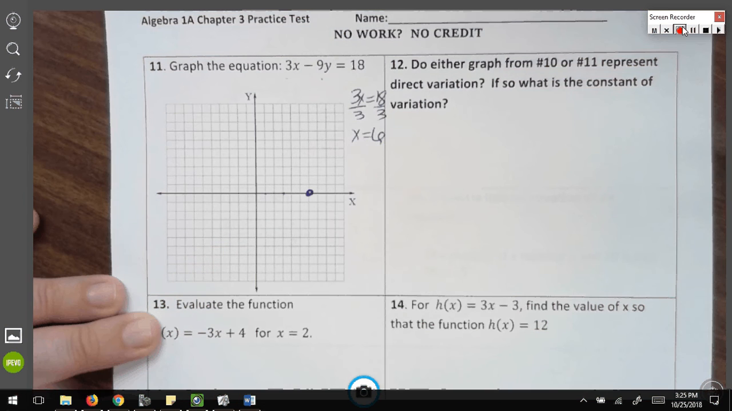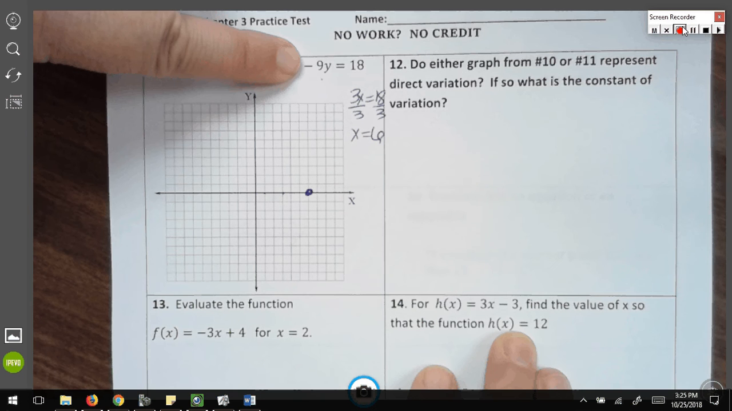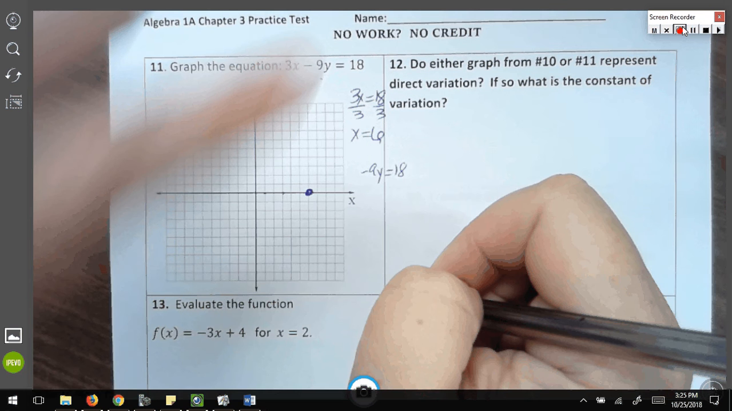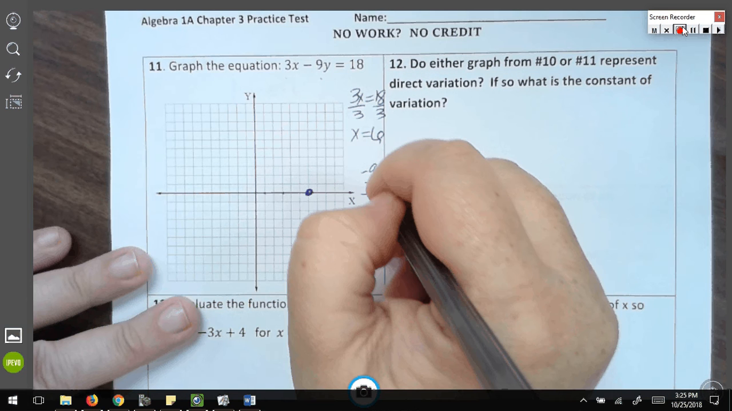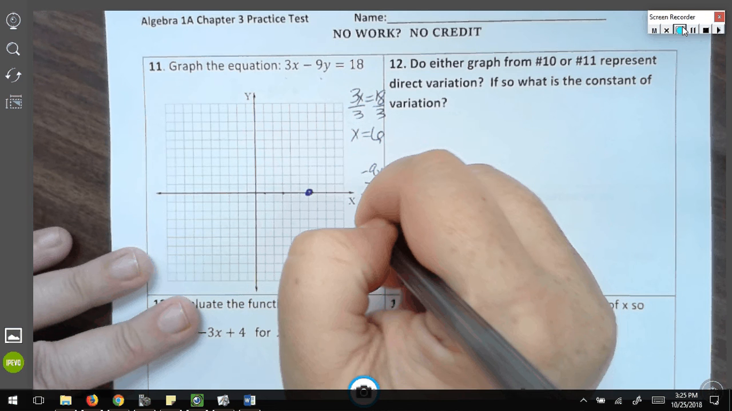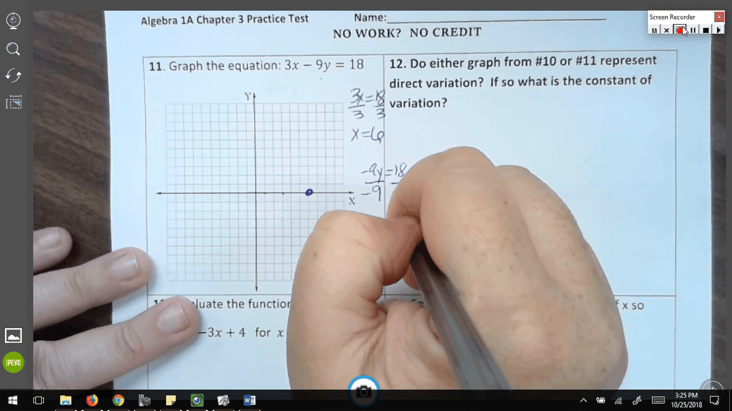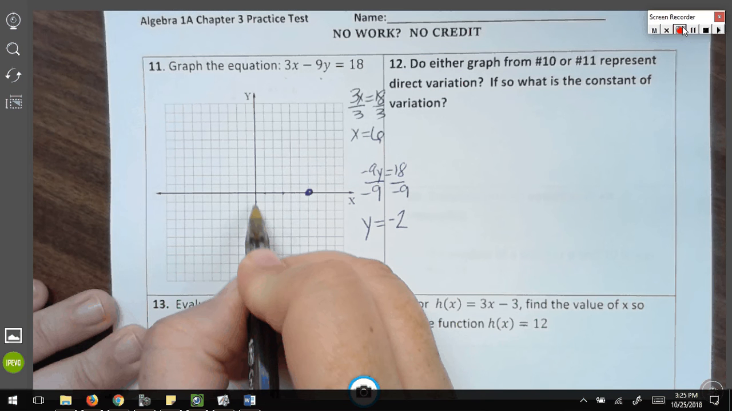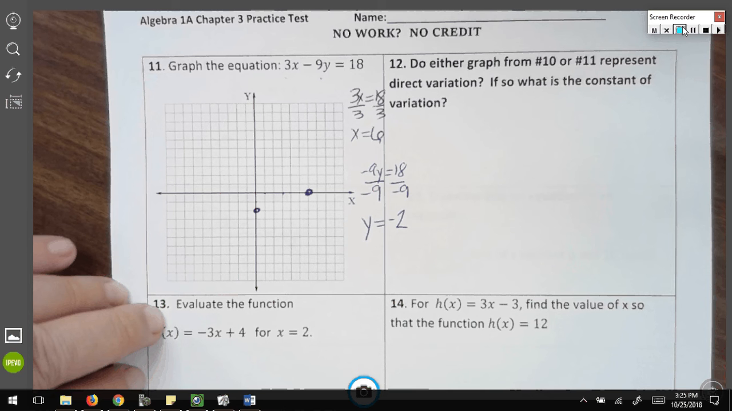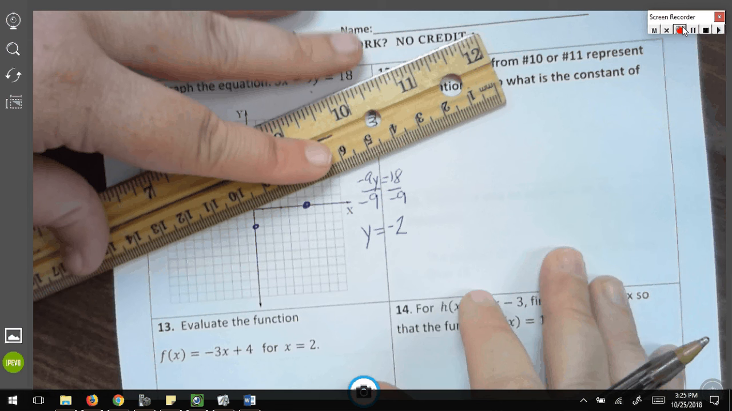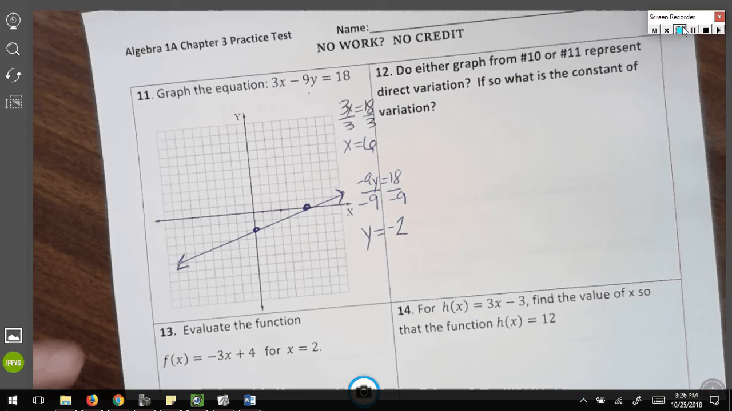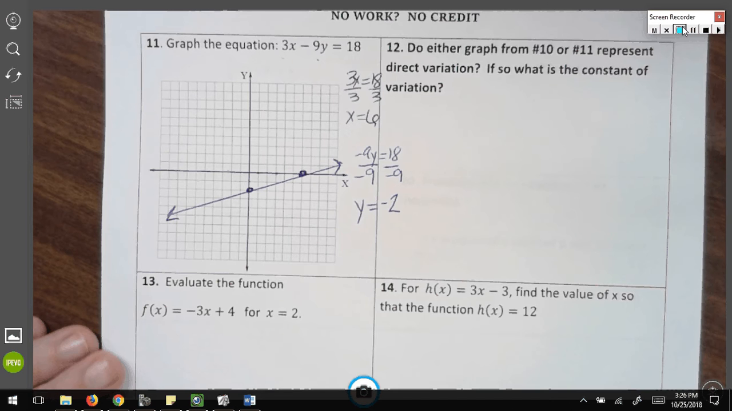Now cover up the other part. So cover up the 3x, and I have negative 9y equals 18. Again, solve that for y, and I have y equals negative 2. Remember, the y-axis is the vertical axis, so I go down 1, 2, and I'm going to connect these points here. And there is my line. Okay, standard form: intercept, intercept, and connect the points.